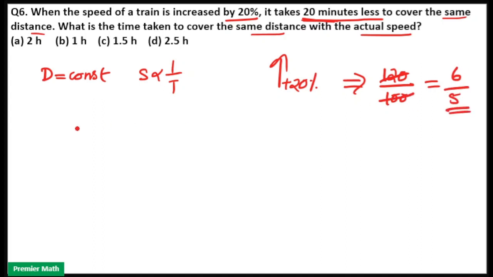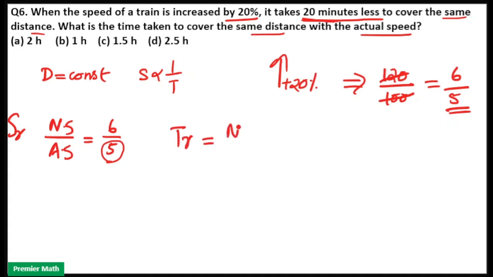So 6 by 5 is the speed ratio. Speed ratio means new speed divided by actual speed. That is equal to 6 by 5. That is, here actual speed is equal to 5 part. When it is increased by 20%, it will become 6 part. So, here time ratio will become new time divided by actual time. That is equal to reverse of the speed ratio, that is 5 by 6. So, actual time will become 6 part, new time will become 5 part.